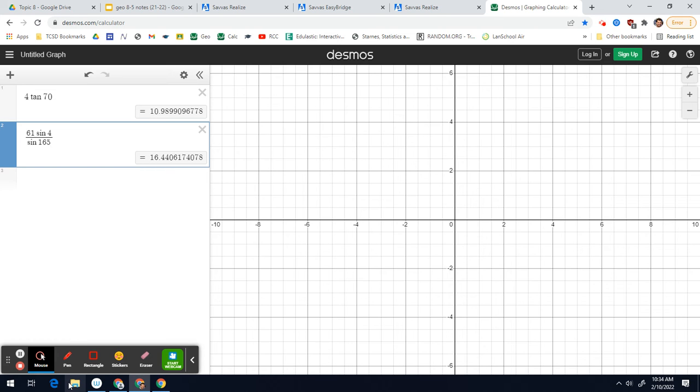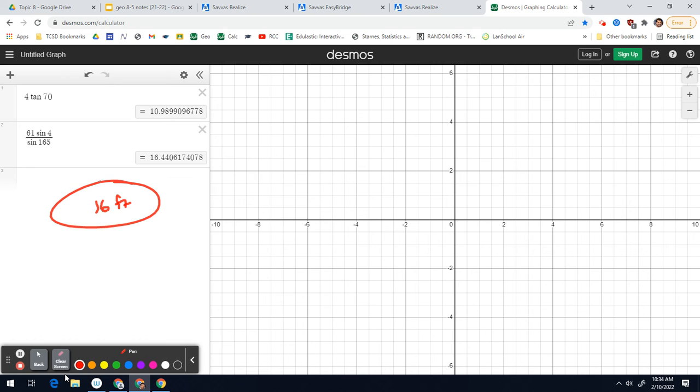They just said round to the nearest whole number, so 16. So we need 16 more feet, and that'd be our final answer. If we get 16 more feet, he can then go down to point R.